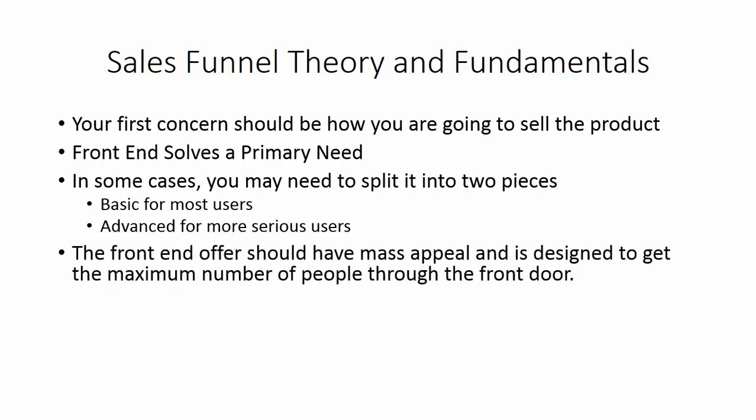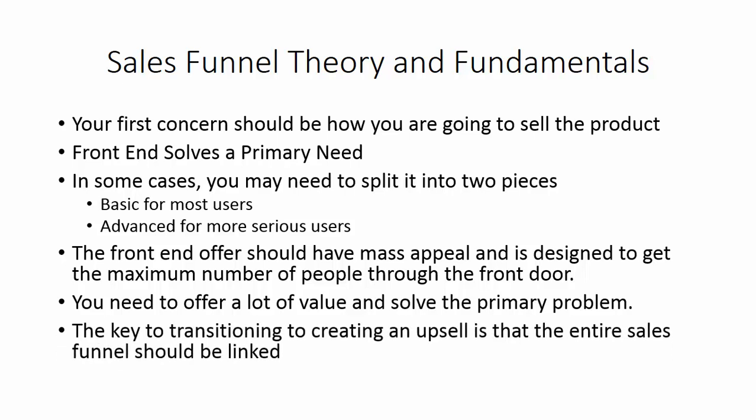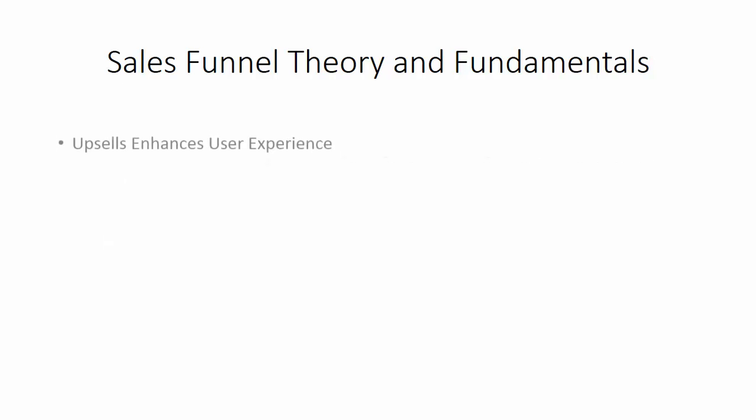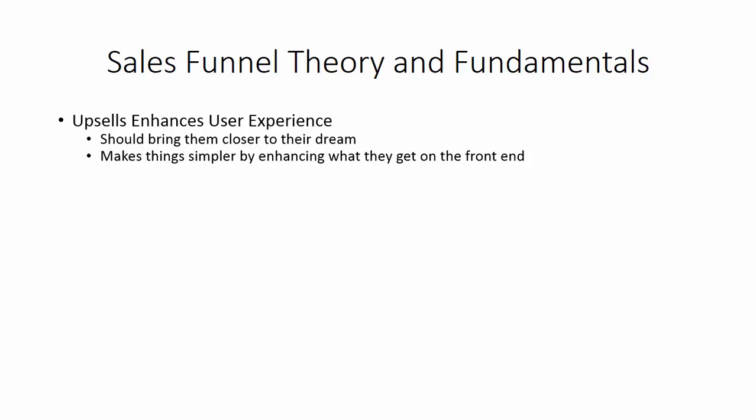Now the front-end offer should have mass appeal and is designed to get the maximum number of people through the front door. Now, you need to have a lot of value to solve that primary problem. So then the key to transitioning to creating an upsell is that the entire sales funnel should be linked together. And when you're doing that linking, when you start creating upsells, the upsell should actually enhance the user's experience. It should bring them closer to their dream or solving their problem. It should make solving the problem easier by enhancing what they already picked up on the front end. And it should take them to the next level that the front end product actually takes them to.